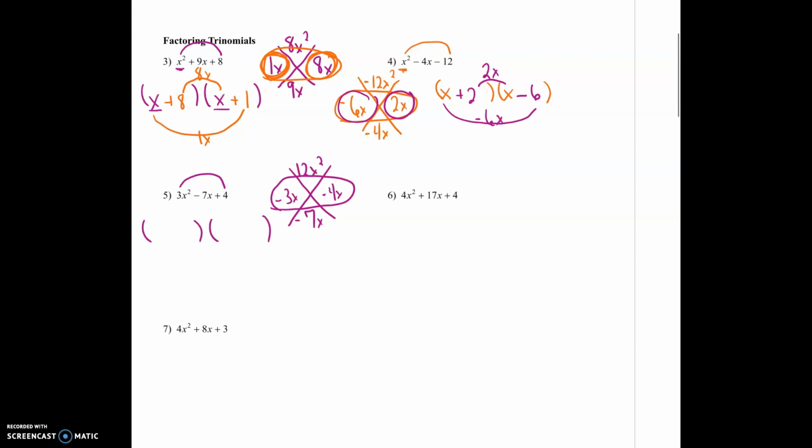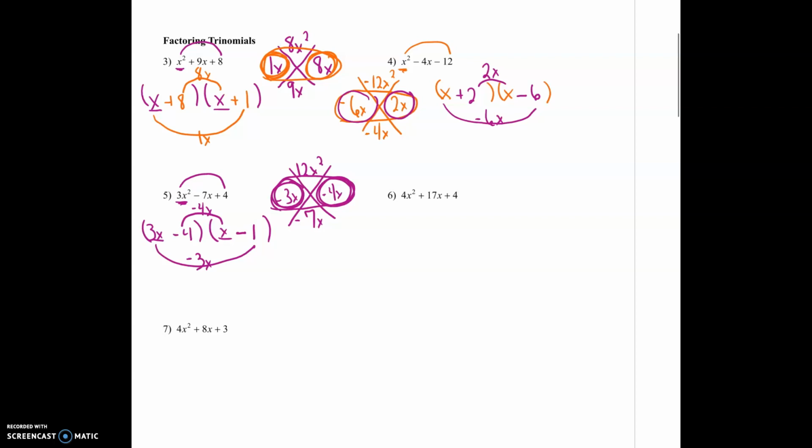And I'm going to have to ask myself what times what can get me this 3x squared. And that's going to be a 3x and an x. And so now I'll ask myself, for instance, 3x times what could get me to one of these two? So I'll just use this one because I can take 3x times a negative 1 to get to negative 3x. And then x times what can get me to this negative 4x? Well, that would be a negative 4. And then I have my two factors, 3x minus 4 and x minus 1.